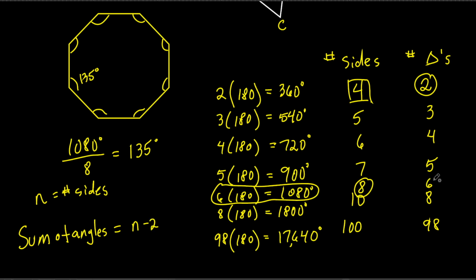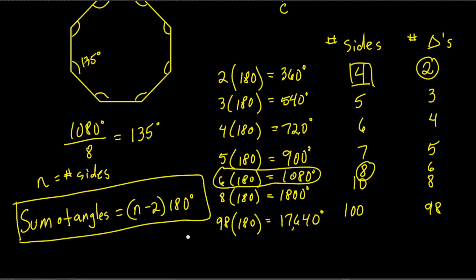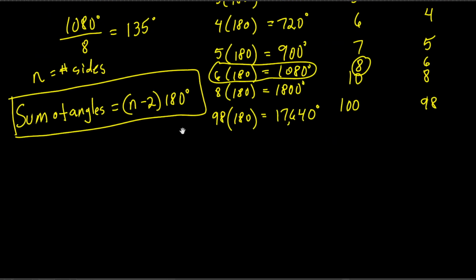Then, once we subtracted a 2 from it, that's how many triangles we get. What did we do to this? We multiplied by 180 degrees. So this right here is our little formula that we kind of came up with on our own, didn't we? So this is our formula for the sum of the angles of the interior of any polygon. This works for any polygon.